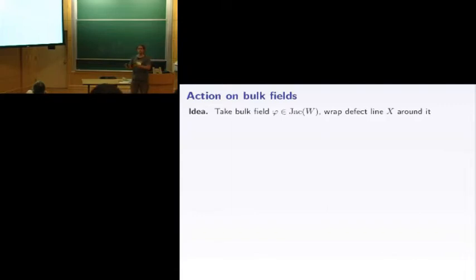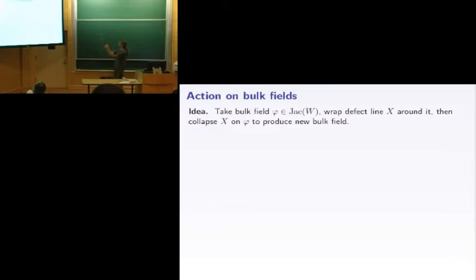But before I talk more about the fusion of defects, I'd like to tell you about the action of defects on bulk fields. So what we can do is we look at the particular part of the worldsheet, a part where we have an insertion of a bulk field phi, and then we wrap around this field a defect line labeled by x. But because this is a topological defect by assumption, we can ask what happens if we collapse that defect onto the bulk field.